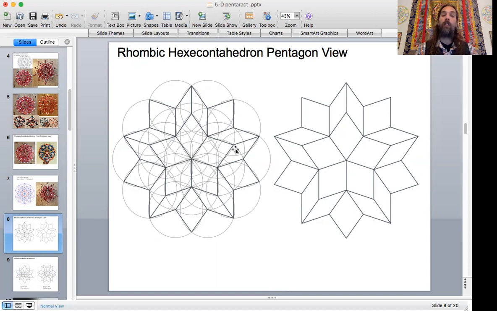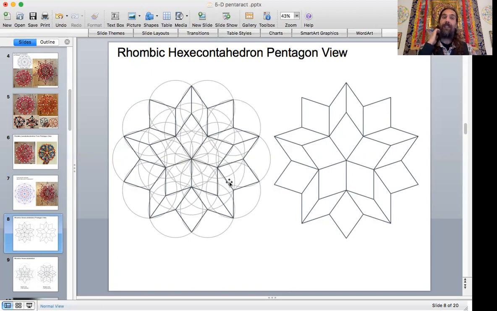So this is from the pentagon view with the phi base circles. These are all the nodal points. It's given within this design how to create this, that anybody can do without having to take any measurements or any mathematics. All you have to do is figure out how to draw this relationship of phi circles, then expand them out and connect the dots, and you come up with the rhombic hexecontahedron.